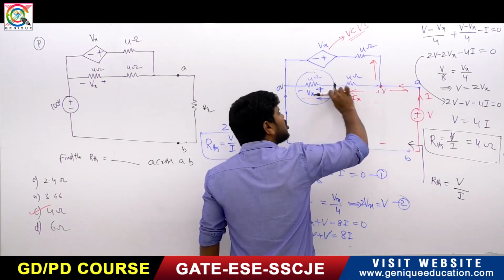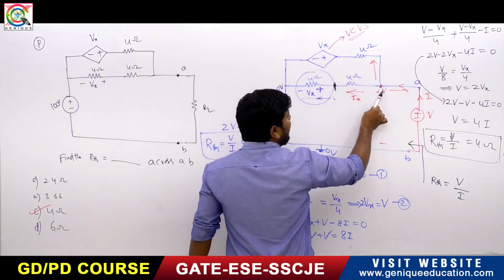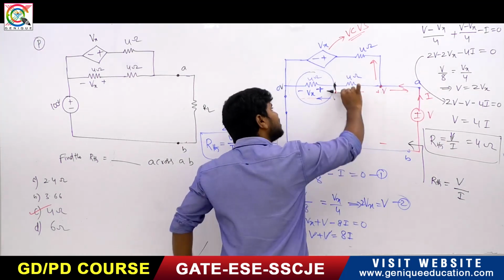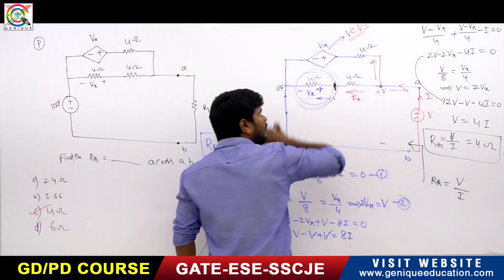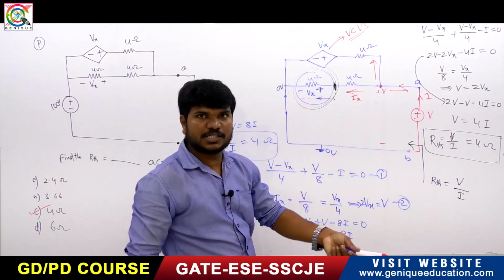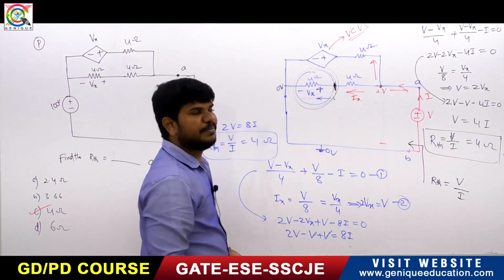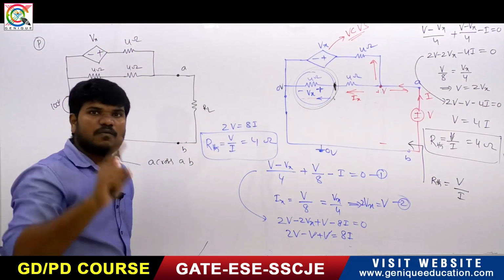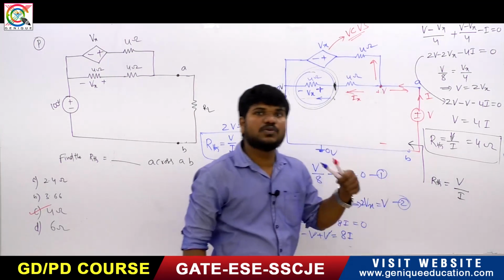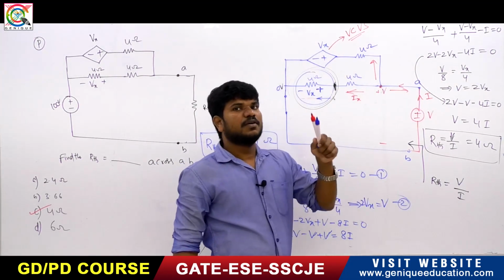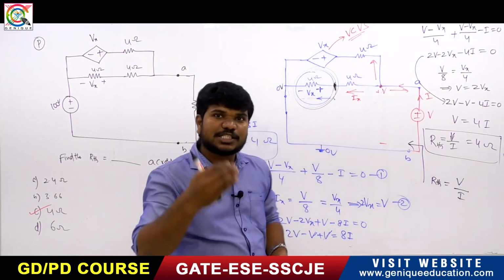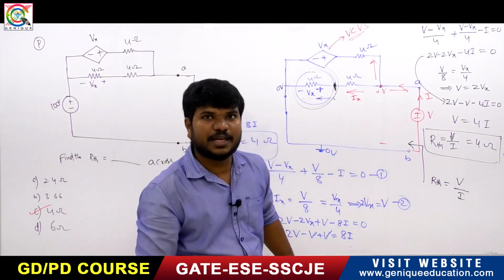But what is this current actually? This current is nothing but V minus 0 divided by 4 plus 4, V by 8. But what is the current from this? Vx divided by 4. So I can equate this to get one more equation, because two variables are there and one equation is there. So I cannot simplify that. I have to search for one more equation definitely.